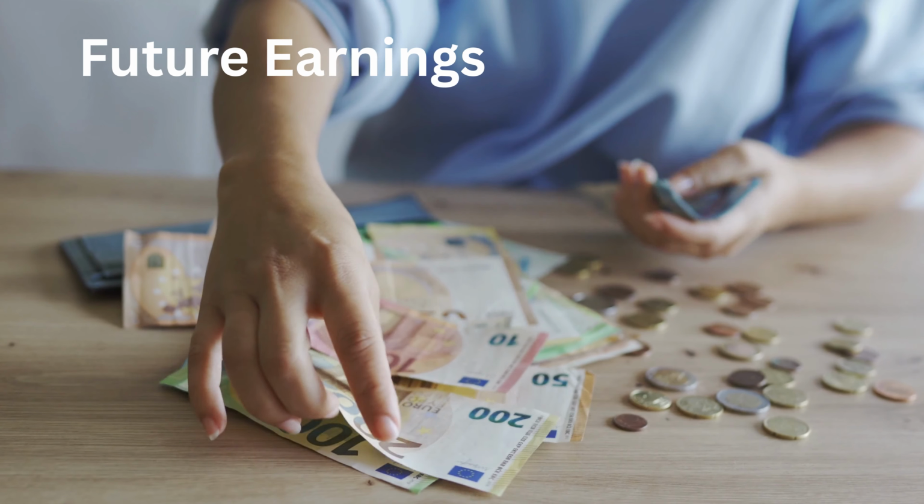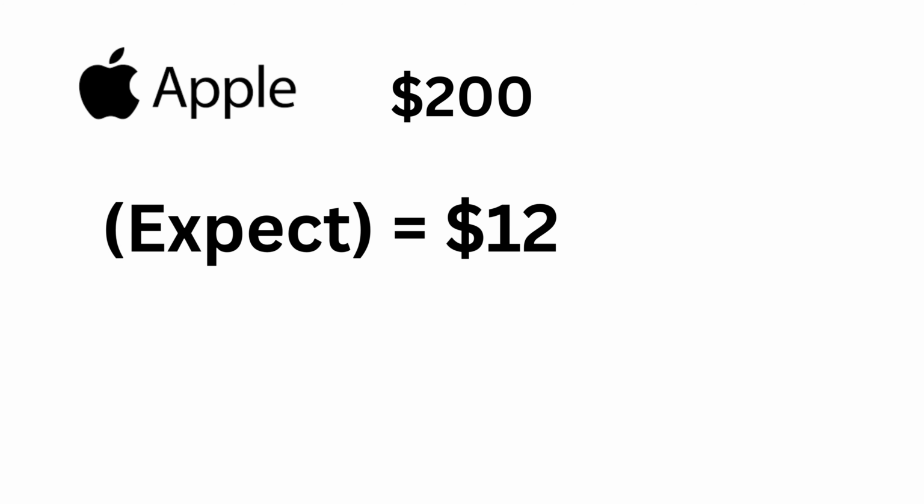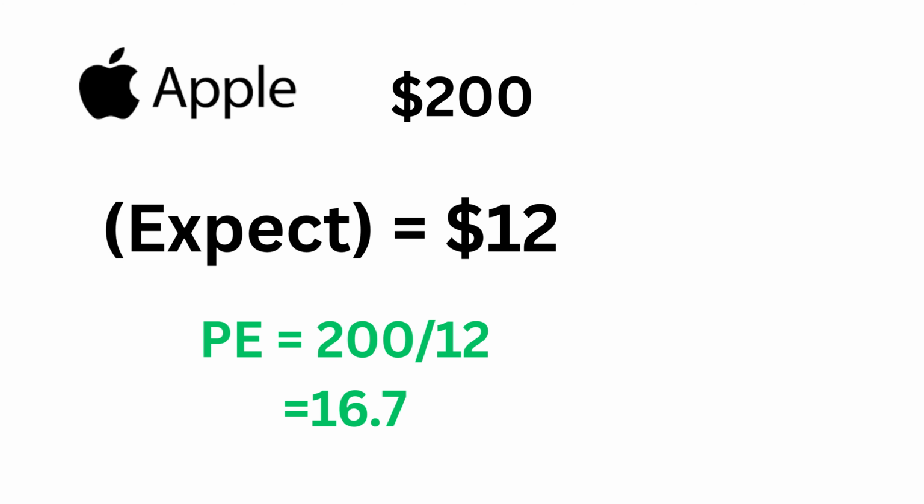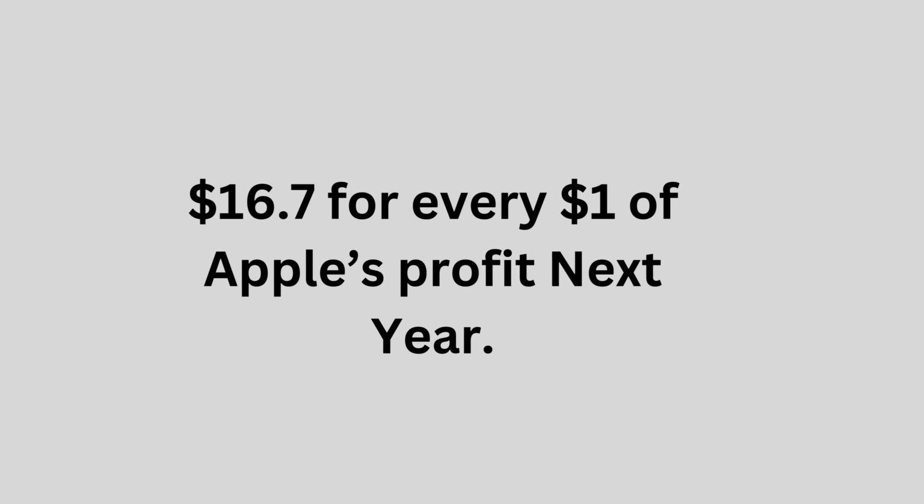Example with Apple. Apple's stock price is $200. Analysts expect Apple's earnings next year to be $12 per share. If we divide the price by the expected earnings, we get a forward PE of 16.7. That means investors are paying about $16.70 today for every $1 Apple is expected to earn next year.